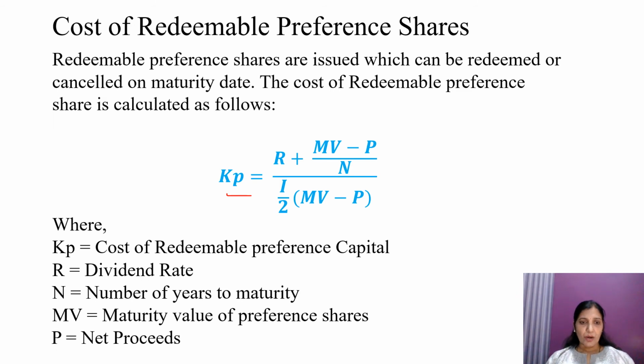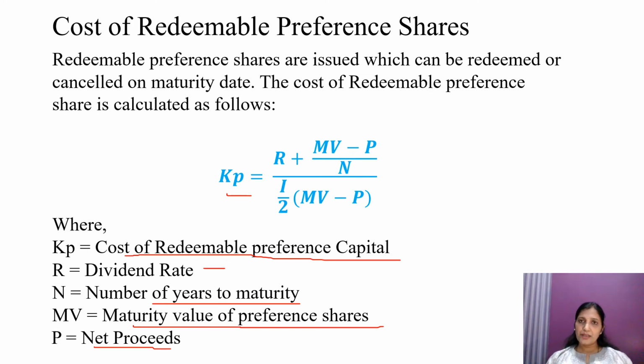Now, where Kp is cost of redeemable preference capital, R is the dividend rate, N is number of years of maturity, that will remain same. MV is the maturity value of preference shares. P is the net proceeds. There it was F minus P, here it is MV minus P. Clear about this?